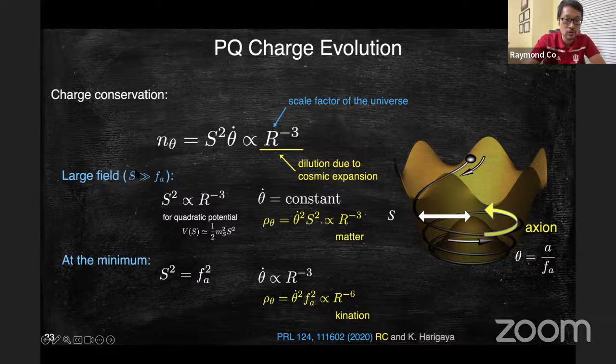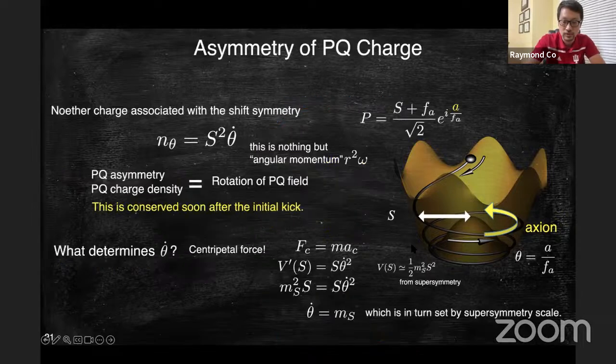And this is true when the radius is still very large compared to the vacuum expectation value of F_a. So here, when it is rotating on the body of the quadratic potential, then theta dot is constant. And that constant is nothing but what we saw earlier on the slide. That constant should be the axion mass.